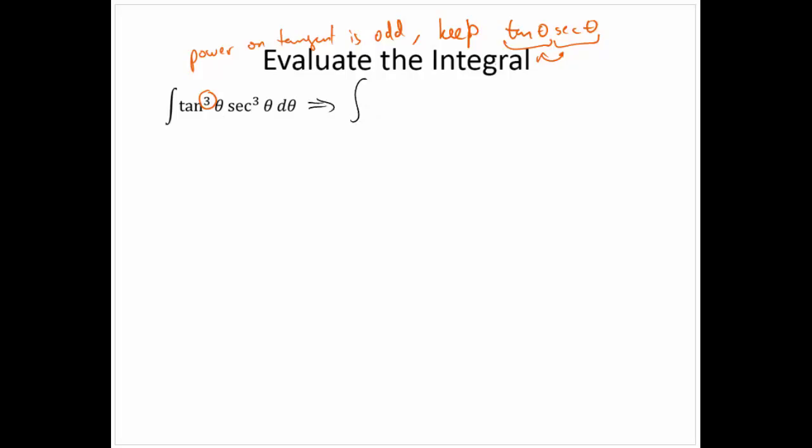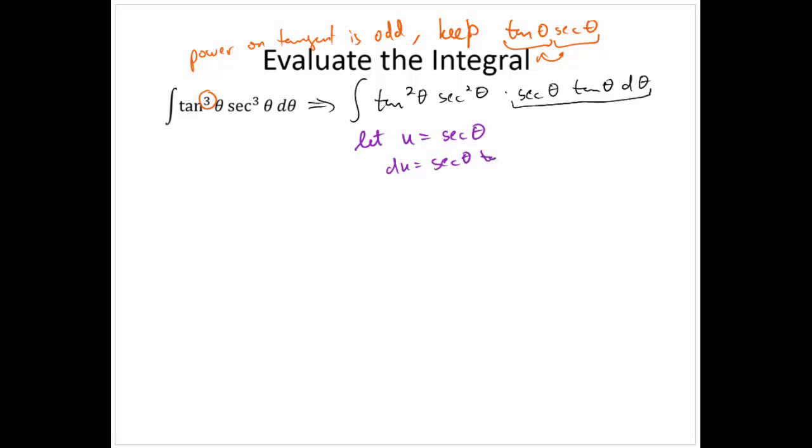I'm going to rewrite this then as the integral. If I'm going to keep a tangent theta secant theta, I can write this as tangent squared theta secant squared theta times secant theta tangent theta d theta. Alright, and remember that that is the derivative of secant theta. So that tells me the substitution. I'm going to let u equal secant theta. Then du is secant theta tangent theta d theta.